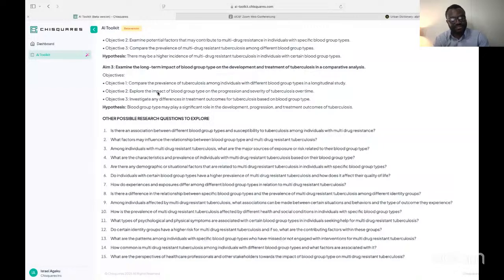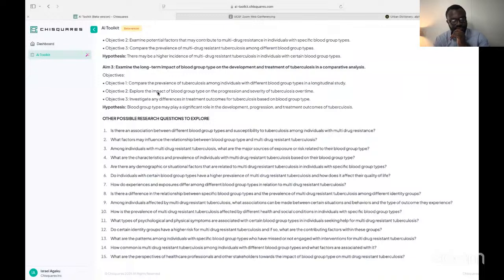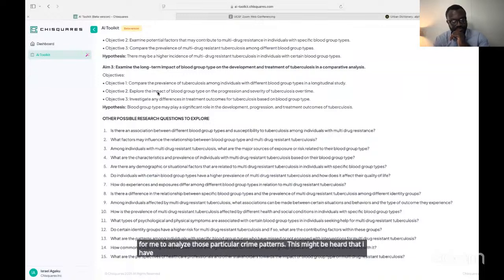Okay, how will I analyze, and what kind of data do I require, to analyze those crime patterns, given that I have burglary, murders, pickpocketing, and armed robbery as the indices for me to analyze in those areas?